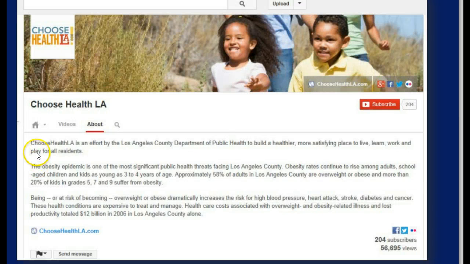Let's take a look at this slide right here, and let's see what this one has to say. It says, Choice Health LA is an effort by the Los Angeles County Department of Health to build a healthier, more satisfying place to live, learn, work, and play for all residents. Okay, does this sound like something that Sana wants to do?